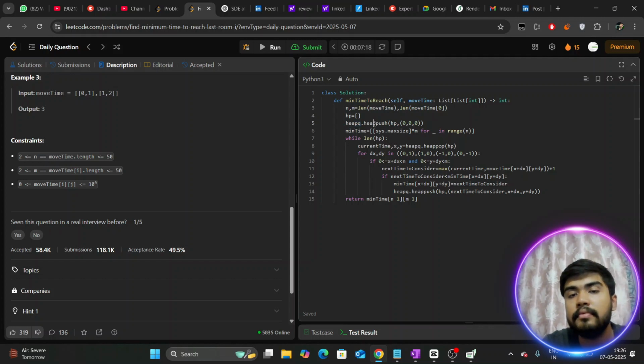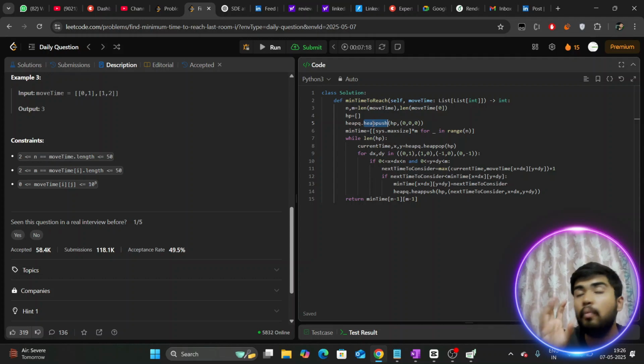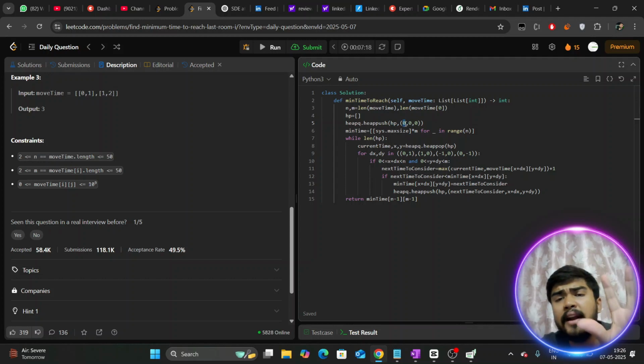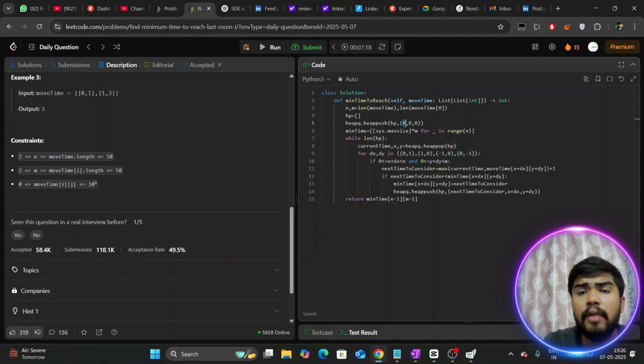And I am pushing the value with heap queue dot heap push. What we have to push is, on what basis we have to visit particular cells. What is the minimum time we can reach that particular cell? So first 0 is stating the current time, the minimum current time we can explore this particular node. Second one is the indexes, ij, or xy you can consider, that is the row number, that is the column number.